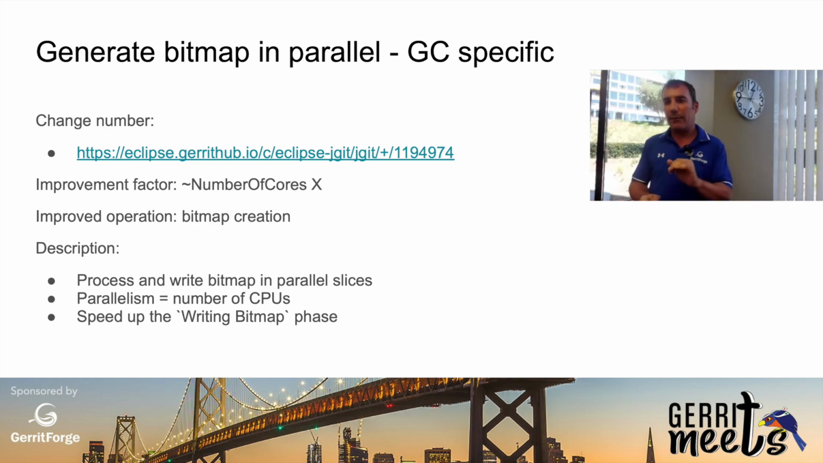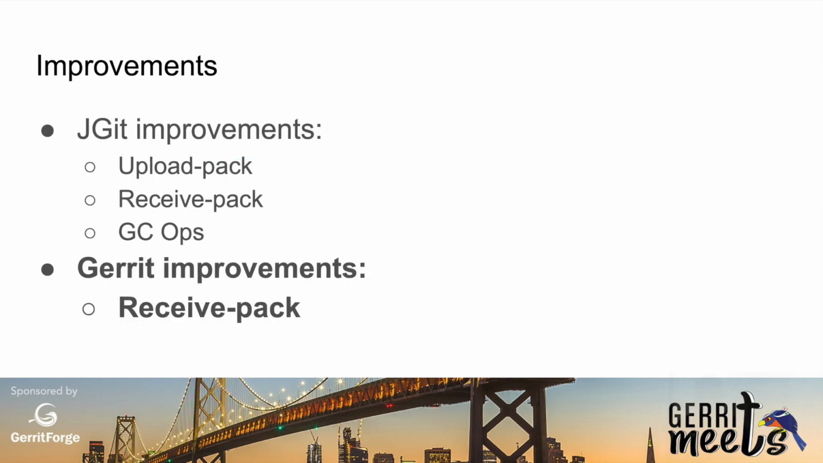I don't know if you guys have in mind, but whenever you do a JGit GC, the GC will print out all the phases which it is going through, and one of them is the writing phase of the bitmap. And here you're going to have a boost that depends on the number of cores that you have on your machine. There you go. Last chapter, Gerrit improvement.